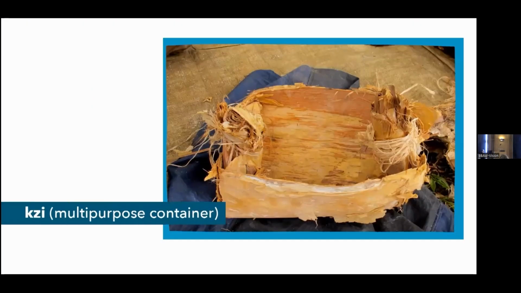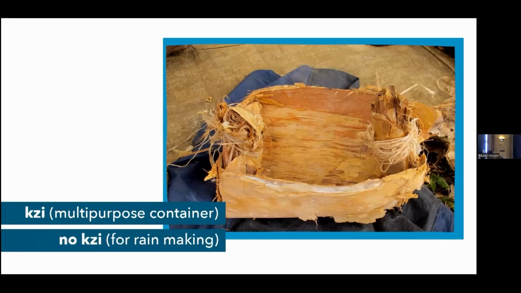A ketsi is a container made from the bark of the melaleuca tree. Its paper-like bark is folded and tied up with a string on both ends. This container is called no ketsi when it's used for the purpose of rainmaking.